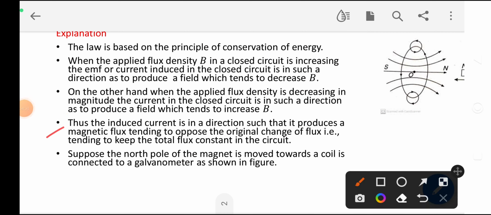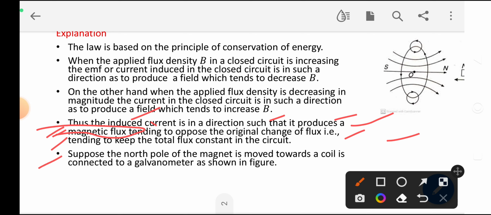Thus the induced current is in a direction such that it produces a magnetic flux tending to oppose the original change of flux, that is, tending to keep the total flux constant in the circuit. In this way the induced current produces a magnetic field tending to oppose the original change in flux. Means the original magnetic flux is opposed by the produced magnetic flux, so it does not change. So that is constant.